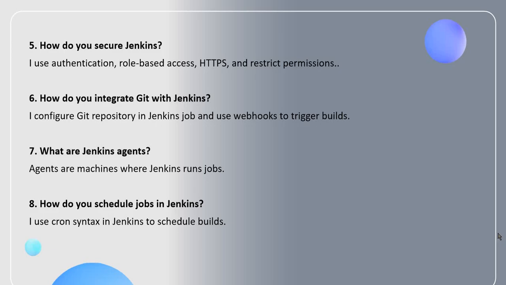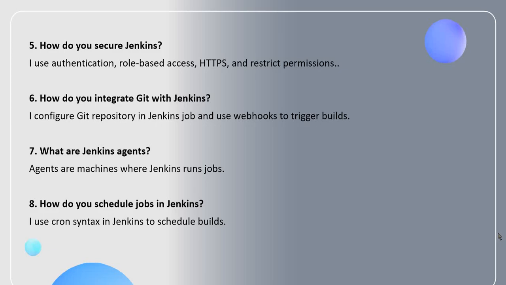6. How do you integrate Git with Jenkins? Answer. I configure Git repository in Jenkins job and use webhooks to trigger builds. Whenever code is pushed, Jenkins automatically starts the build. 7. What are Jenkins agents? Answer. Agents are machines where Jenkins runs jobs. Instead of running everything on one server, Jenkins distributes work to agents.